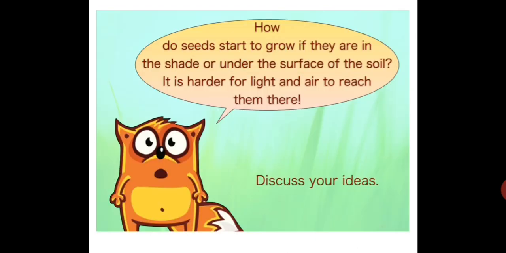So here's an interesting question. How do seeds start to grow if they are in the shade or under the surface of the soil? It's harder for light and air to reach them there. So if we know that the plant makes its energy in the leaves, how can the seed grow if there is no light there to make energy? Pause the video now and have a think or a talk with whoever you're with about what you think might be happening there.